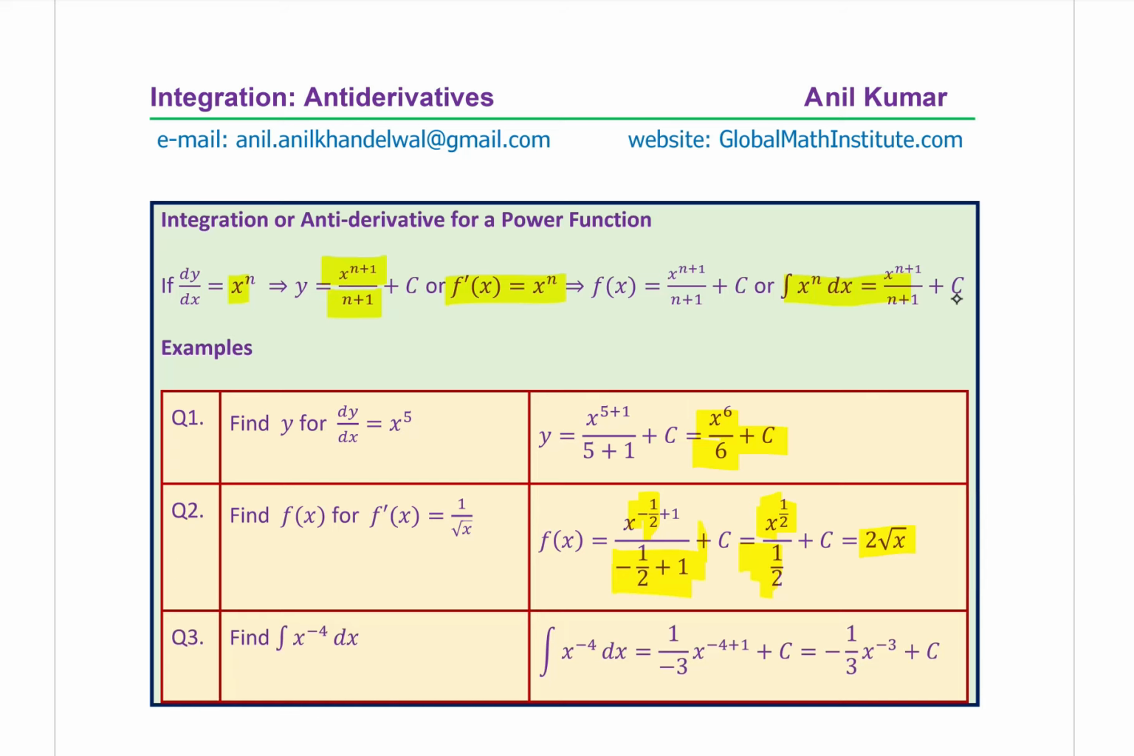So when you rearrange this, we get 2 square root of x plus c as our answer, right? Okay. Now here is another example which says find the integral of x to the power of minus 4 dx. So you apply the rule, minus 4 plus 1 is minus 3. Divide by minus 3, right? So once you get that, plus c is your answer.